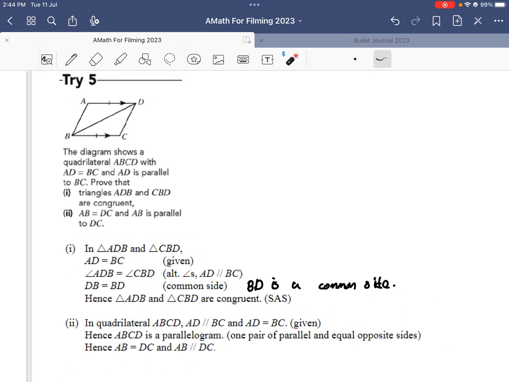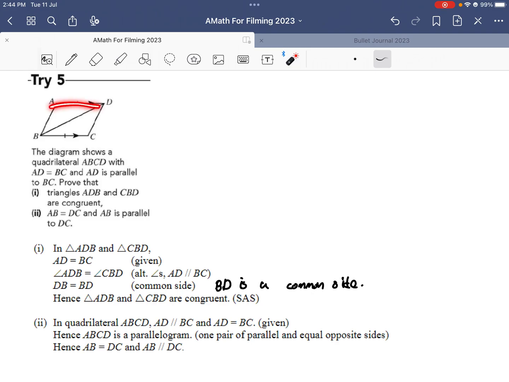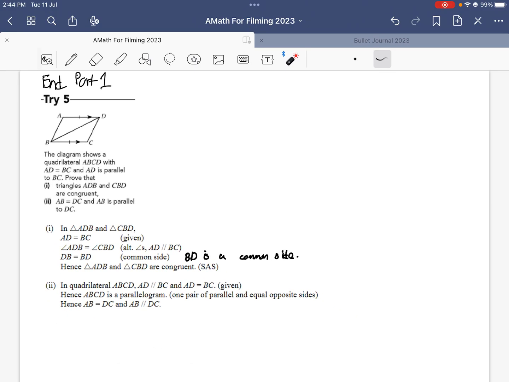Now since in ABCD, I know that AD is parallel to BC, and AD is equal to BC is given. In this case, two sides that are equal in length and parallel, if you join it up, what you necessarily form is a parallelogram. So we can conclude that ABCD is a parallelogram. So if it's a parallelogram, it means that AB and DC, the opposite sides of a parallelogram, are equal, and that AB is parallel to DC itself. And that is it for part 1 of 19.2.